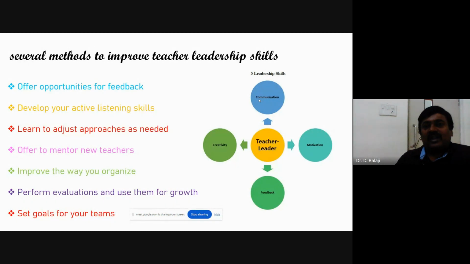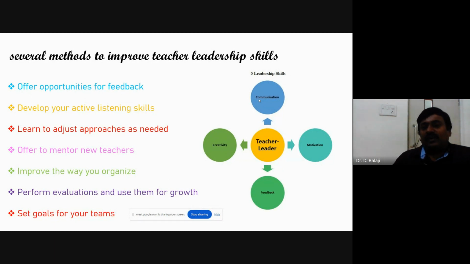Improve the way you organize. Every day you are organizing, so improve day by day. Perform evaluations and use them for growth. Evaluation is nothing but analyzing. Every day analyze the new things you did and the new development activities you took. Every time, analyze them and use them for growth.